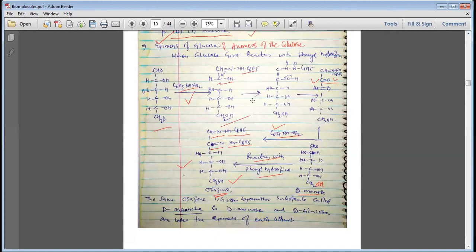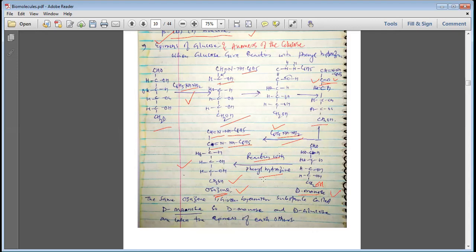This glucose phenylhydrazone, by rearrangement, gets the carbonyl group on the second carbon. When this glucose phenylhydrazone undergoes a reaction with phenylhydrazine, it gives a new compound, osazone. The osazone formed from glucose has the same structure as the one given by another sugar, D-mannose.